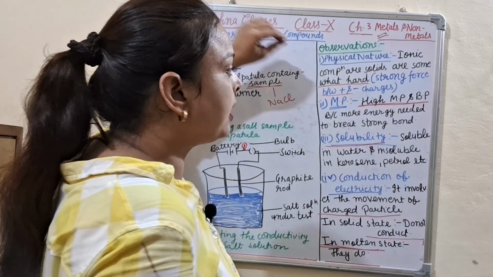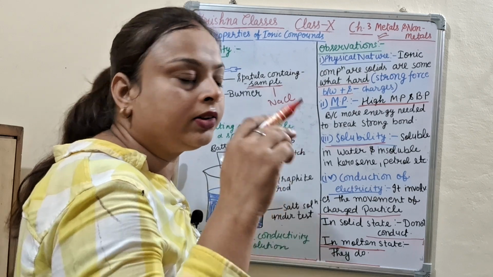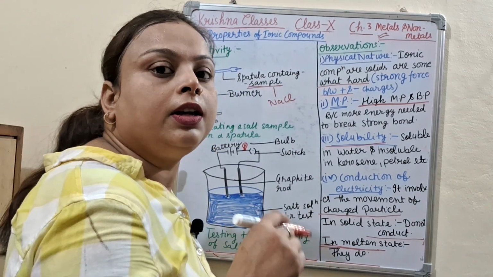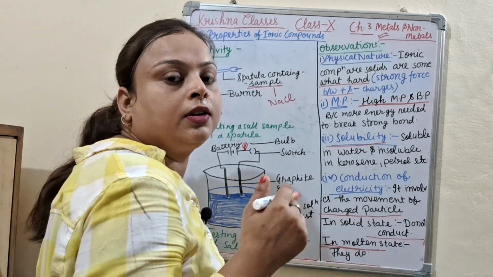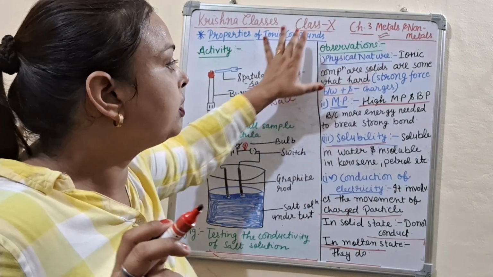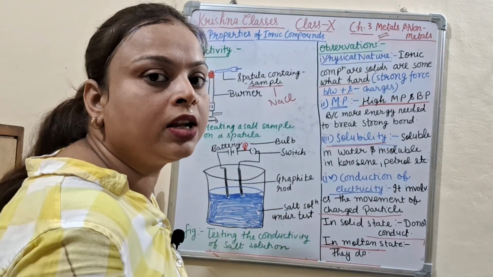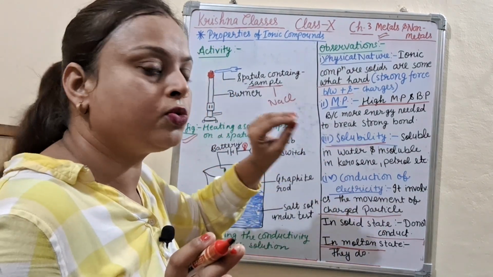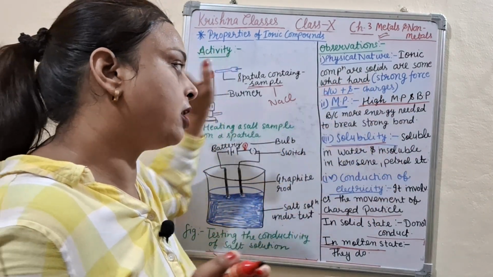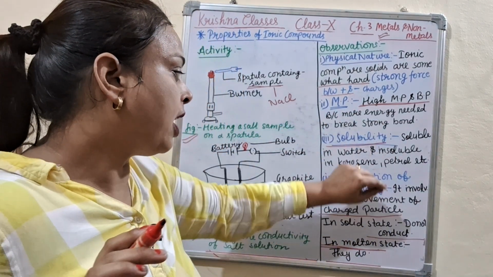Physical nature: ionic compounds are solids, sometimes hard. Why are they hard? Because in the ions of ionic compounds there is a strong force of attraction between them. That's why they are sometimes hard. They show high melting and boiling points because much more energy is needed to break down the bond in the ionic compound. Solubility: soluble in water but insoluble in kerosene oil and petrol.